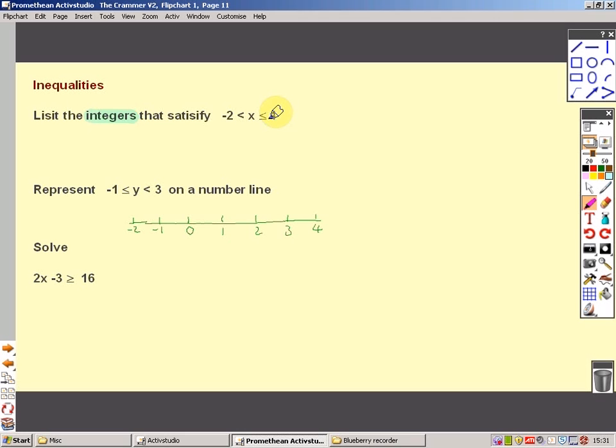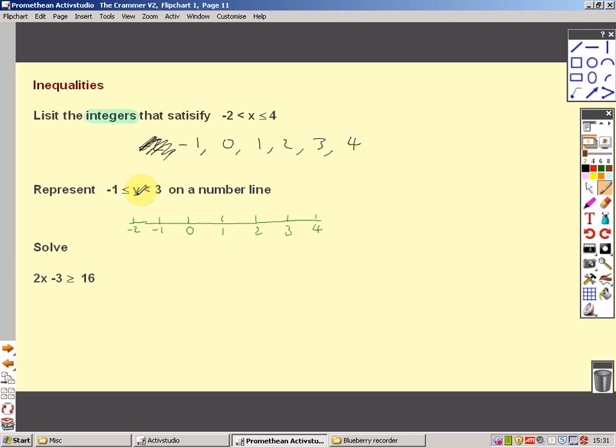We can have minus 2, minus 1, 0, 1, 2, 3, 4. Just going to go and check that. That's all my integers, all the whole numbers between these two numbers here. However, that sign there is saying I've got to be bigger than minus 2, so I can't actually have minus 2, so I'm going to cross that one out. At this end, I can be equal to 4, so I want it on there.